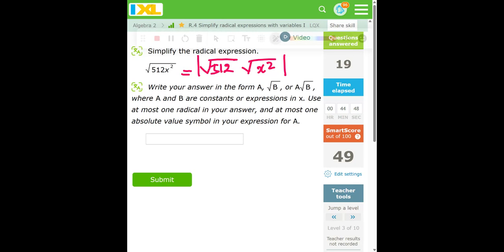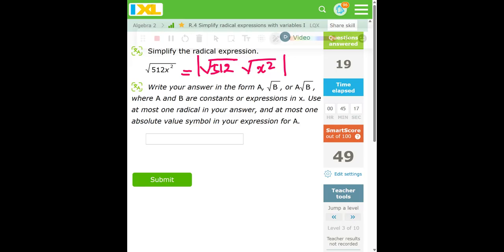It means that 512 equal... so if you take the square root of 512, here we go, it's the same as you take the square root of 64 and you times 8. You see that? The two answers are exactly the same.